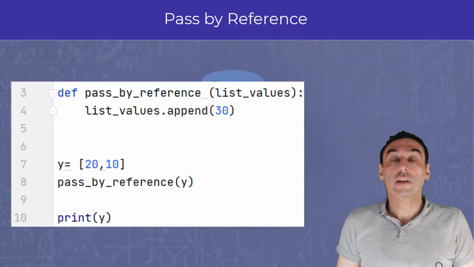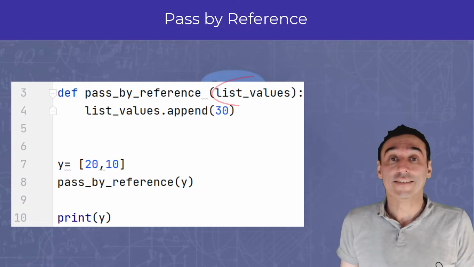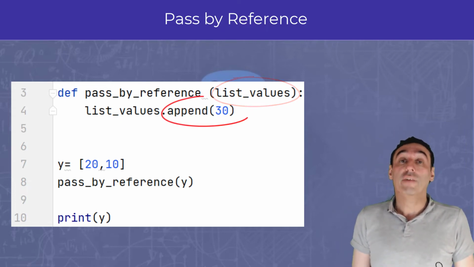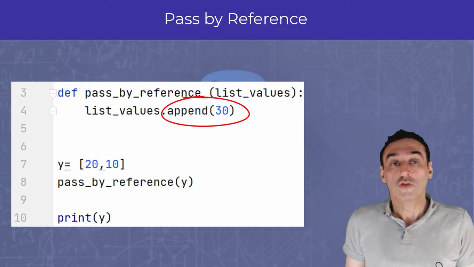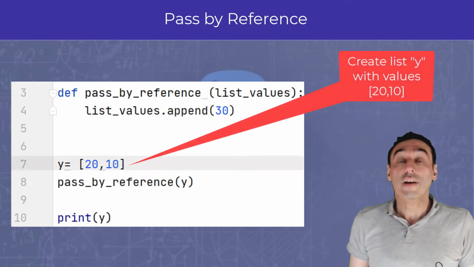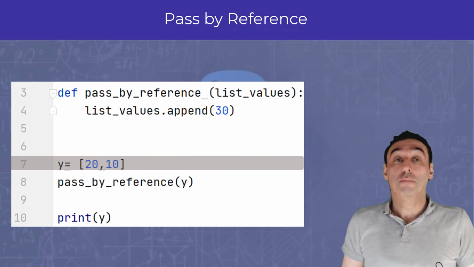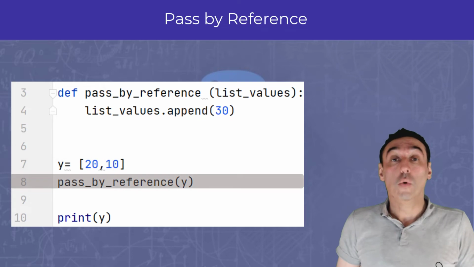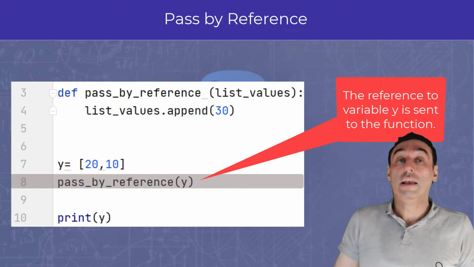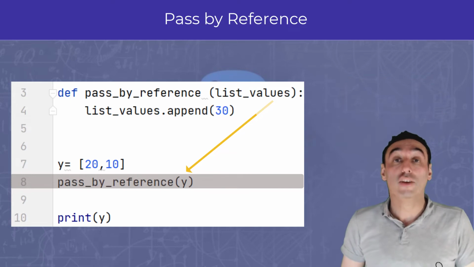So we have a function here called pass by reference, and as the parameter we have a list called list values. And then within the function, we are taking that list and appending the value 30 to it. So starting the program on line 7, as above, you will see that we create a list with the values 20 and 10. We then call the function pass by reference with the list y. So we're passing a reference to the list y to the function pass by reference, and that reference is called list values. So list values is pointing back to that variable.